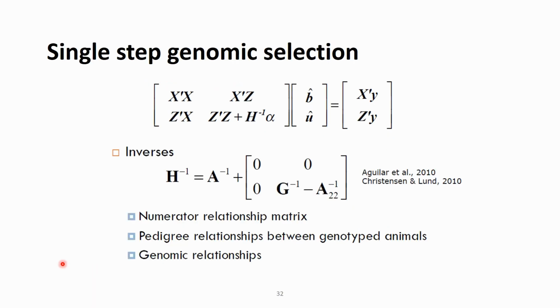And basically, I skipped the details here, but you see that this H matrix, well, this is already the inverse, but still, this H matrix includes the A matrix and G matrix. So basically, this is the combination. And if you include this H matrix into the overall system, then you can include the animals that are genotyped, but also those animals that are not genotyped, but contributing to the whole system based on their pedigree relationships.